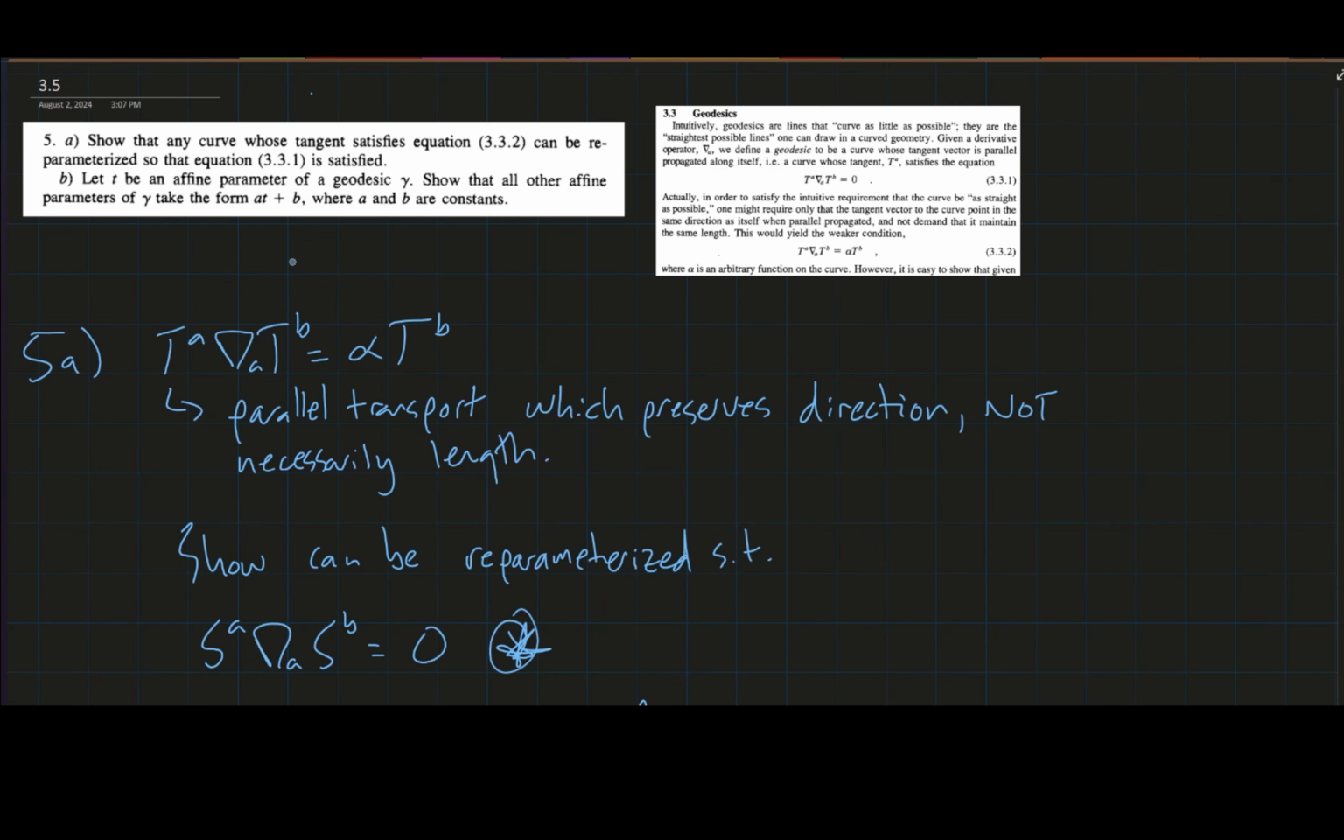Okay, we can try part B now. So he says to let t be an affine parameter of a geodesic gamma, and to show that all other affine parameters of gamma take the form At plus B, where A and B are constants.